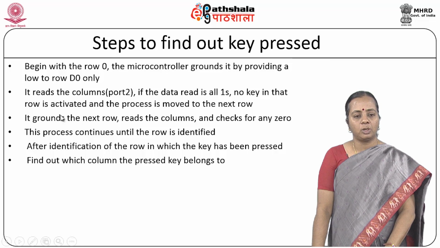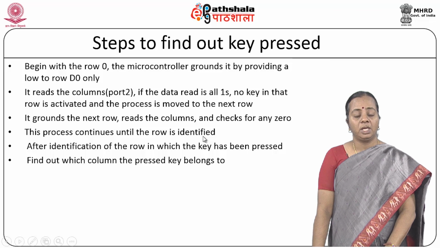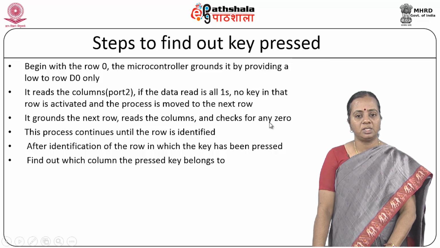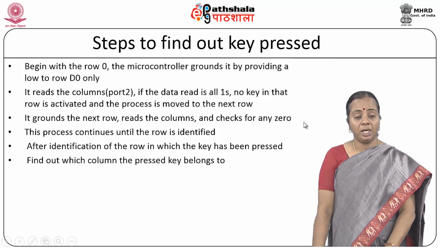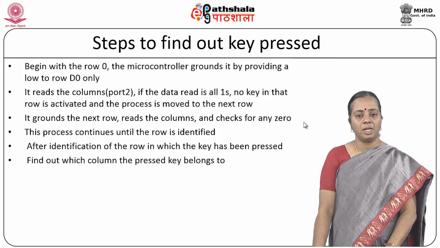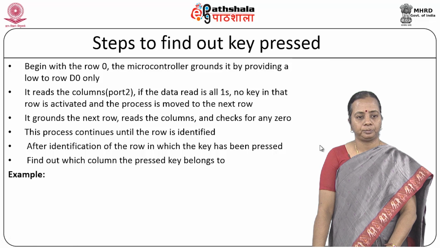If no key in that row is pressed, then I will be getting all 1s. Then I will go towards the next row, it gets grounded, then I see whether anything is received. If any one bit is getting a 0, then we will be in a position to understand that in that row the key is getting pressed. So, by identifying the row and the column together, I should be in a position to find out which key is pressed.